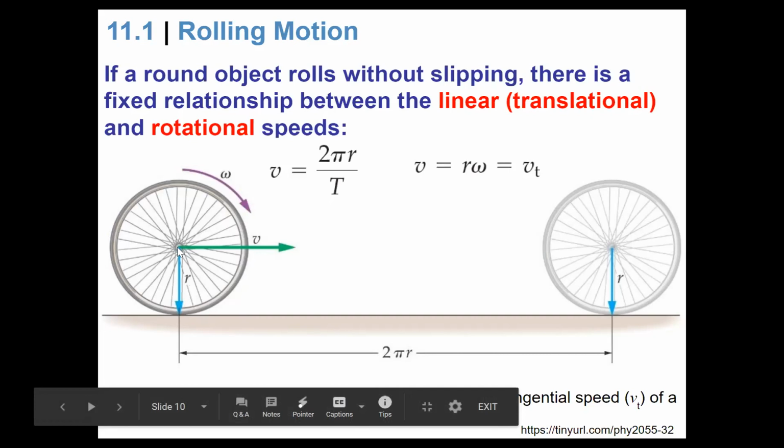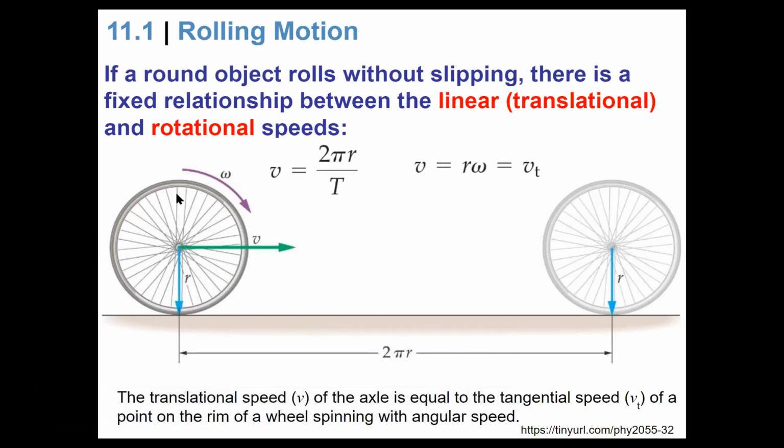At the center, the linear velocity is v. At the top of the wheel, it's going to be twice v, because it's the overall v plus r times omega. So that's what happens when you have a wheel that's rolling.